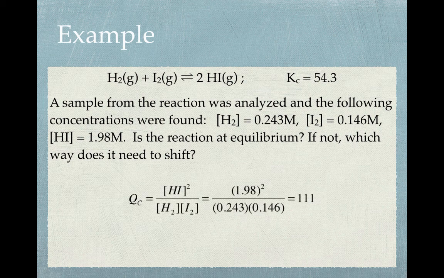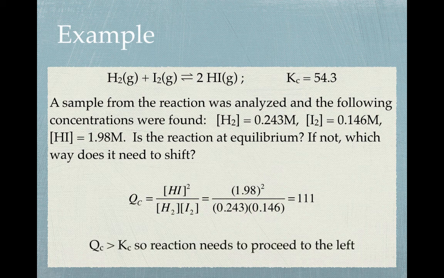Well, let's find a value for Qc. We know the value for Kc. So we see we have HI squared over H2 times I2. Plug in our values that we found, and we find a Qc of 111. Now, a value of 111 is greater than the equilibrium constant, so this reaction has too many products, and as a result, the reaction is going to be moving to the left. So you're going to have more collisions of product reforming reactant here in order to reach equilibrium.